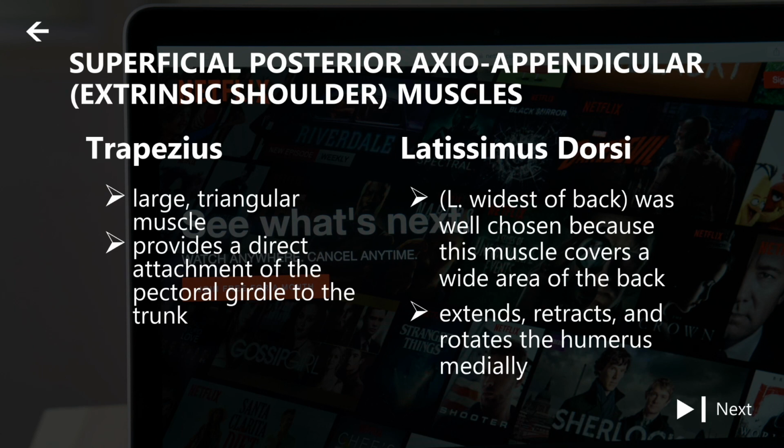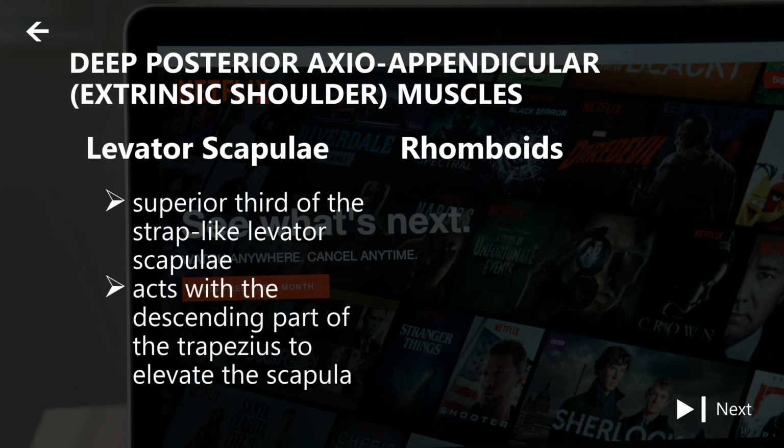For the deep posterior appendicular extrinsic shoulder muscles, we have the levator scapulae. The superior third of the strap-like levator scapulae lies deep to the sternocleidomastoid. The inferior third is deep to the trapezius. True to its name, the levator scapulae acts with the descending part of the trapezius to elevate the scapula or fix it. Sometimes it resists forces that would depress it, like when you carry a load.